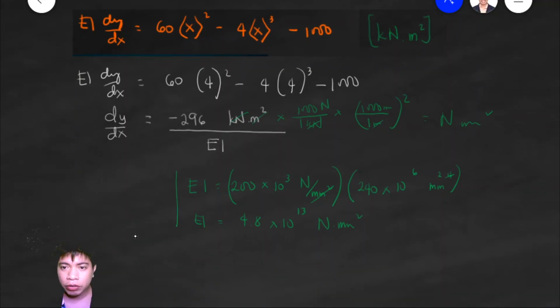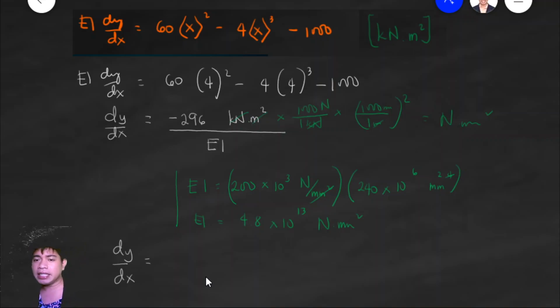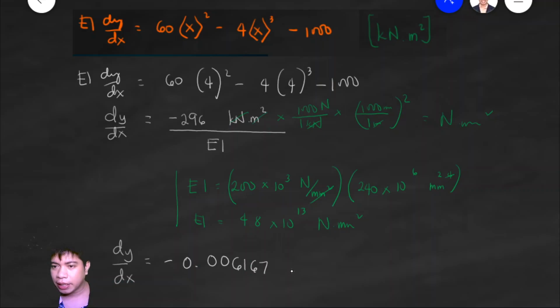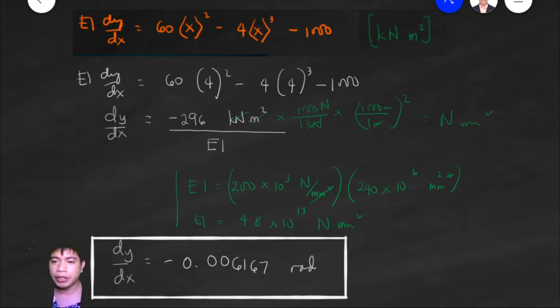Okay? This is in radians. Kung tinatanong yung angle, pwedeng radians or pwedeng degrees. Yung dy over dx, tsaka yung theta, ay pareho lamang. They are both angles. So, this is in radians. Yung lalabas guys dito na value ng dy over dx is equals to negative 0.006167. This is in radians. So ito na nga yung ating value ng dy over dx.